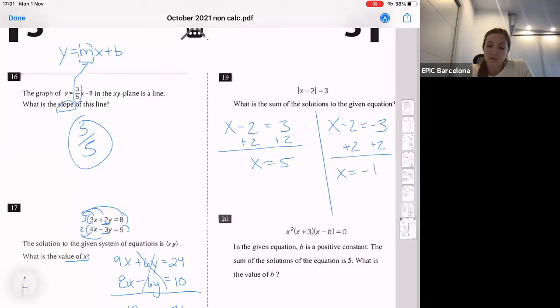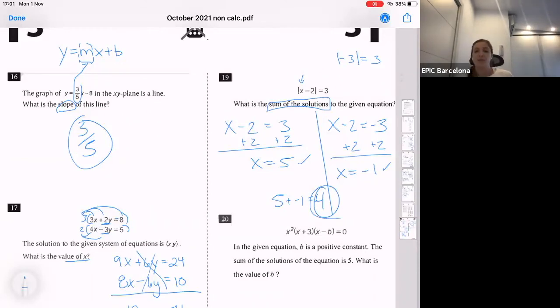This makes sense because 5 minus 2 is 3, 3 equals 3, and -1 minus 2 is -3, and -3 in absolute value brackets is equal to +3. So the answers definitely make sense. However, I'm asked for the sum of the solutions, so I'm going to add 5 plus -1, which is 4. And that is the answer.